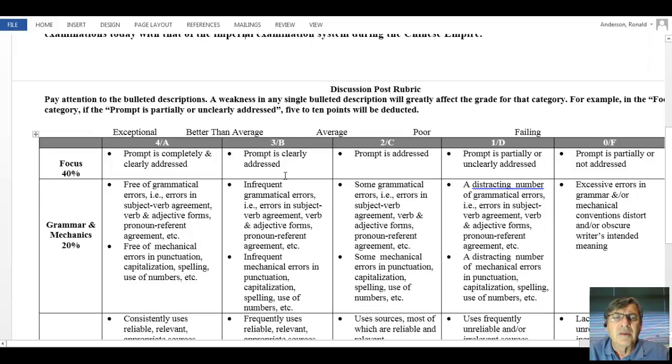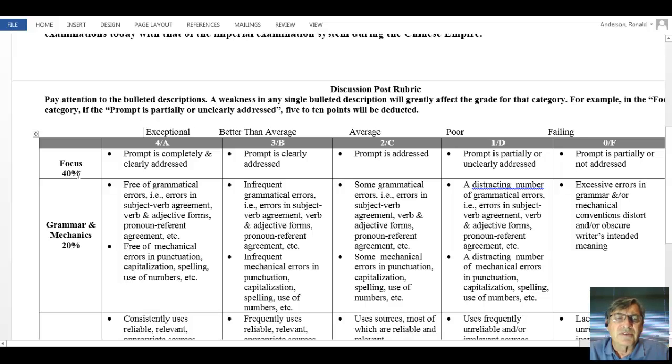My rubric, I have exceptional, better than average, average, poor, and failing. And these don't line up exactly like I would like them to. Let me fix these a little bit. Okay, now they're lining up a little bit better. I must have changed font or something.